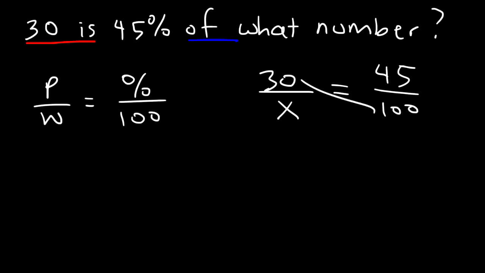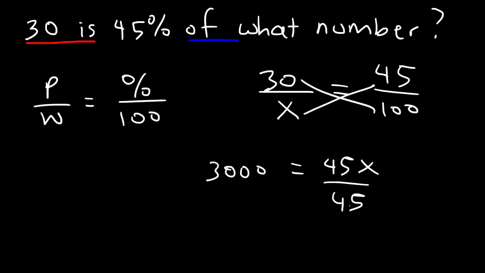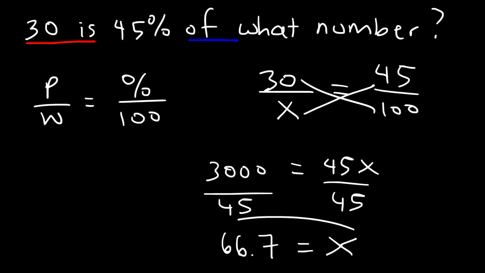So let's cross multiply. 30 times 100 is 3000, x times 45 is 45x. So let's divide both sides by 45. 3000 divided by 45 is 66.7. So that's basically the value of x. So that's the base. So 30 is 45% of 66.7.